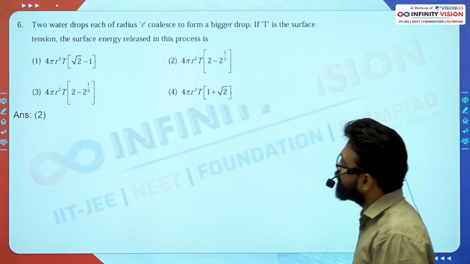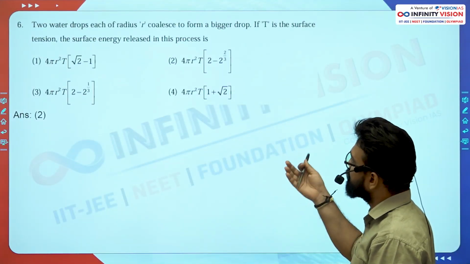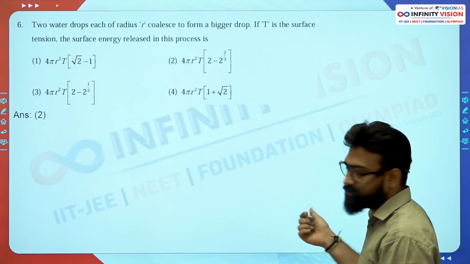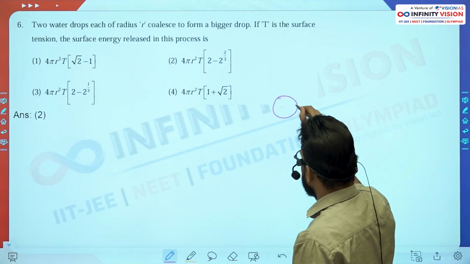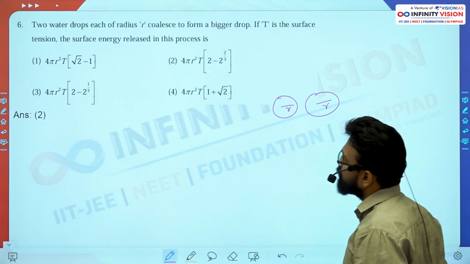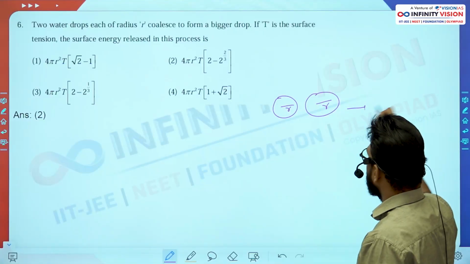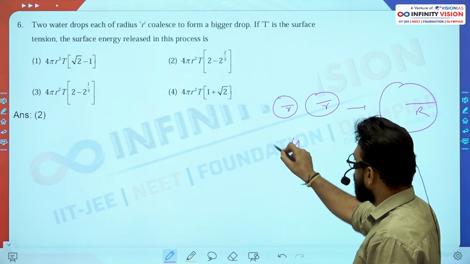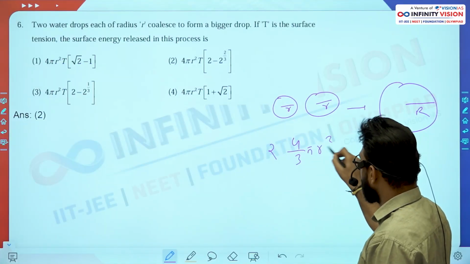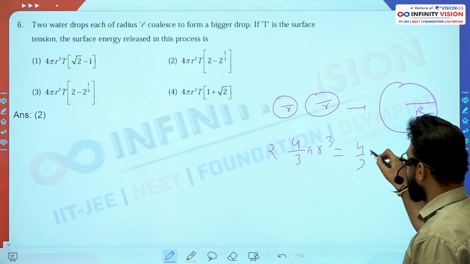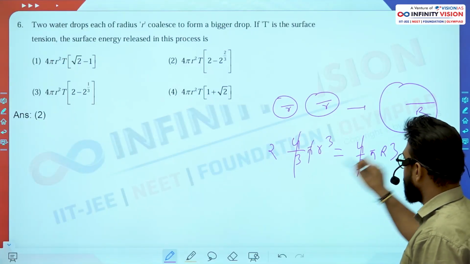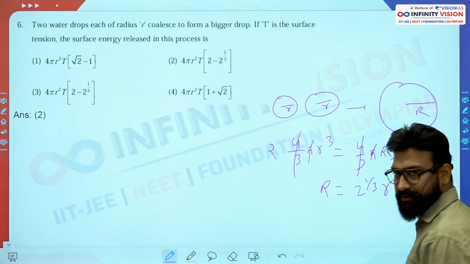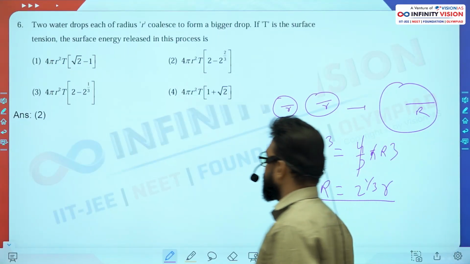Next, 2 water drops each of radius r coalesce to form a bigger drop. If T is the surface tension, then the surface energy released in this process is. You have been given 2 identical drops that form a bigger drop, let its radius be R. So the volume of these two would be the same: twice of 4 by 3 pi r cube must be equal to 4 by 3 pi R cube. 4 by 3 and pi are going to cancel out. So R comes out to be 2 to the power 1/3 times r. This is the relationship that we are getting now.